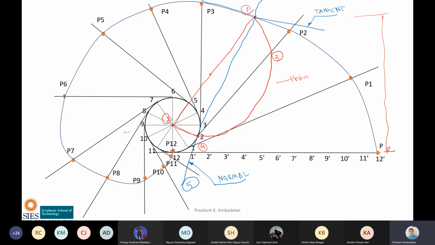Okay, hope the things are clear to you. Any doubt you can ask. Okay, students. So quickly I will tell you the another last curve, that is helix, and this will complete our engineering curves topic.